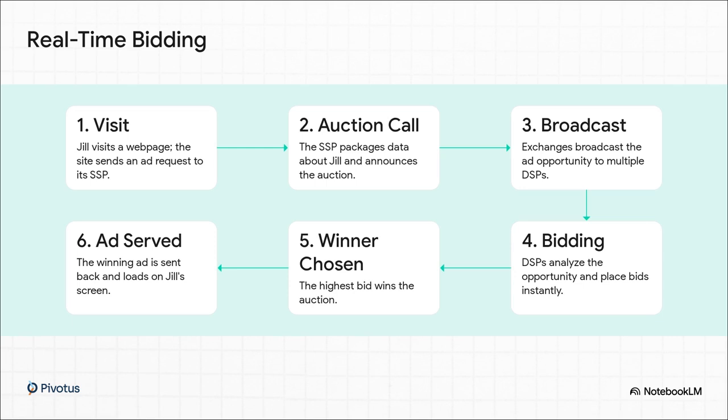It quickly packages up some anonymous data, like the topic of the site and Jill's general location, and starts the auction. Instantly, that opportunity is blasted out to tons of DSPs. Their algorithms analyze it in a flash. Is Jill the right person for my ad? If it's a yes, they fire back a bid. The highest bid wins, and that winning ad gets sent all the way back to load on the page right as Jill sees it.